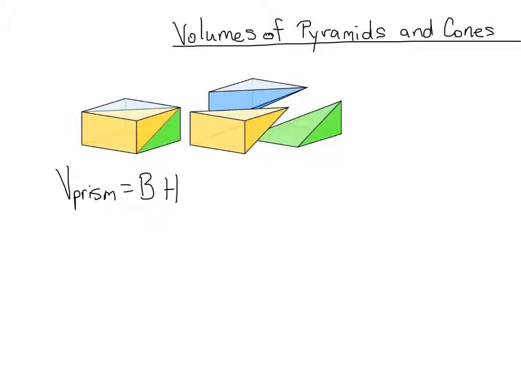So with that in mind, the volume of a pyramid is actually quite simple if you know that fact. It's actually just 1/3 the volume of a prism, so 1/3 times base times height. All right, now with that in mind, let's go ahead and try an example.